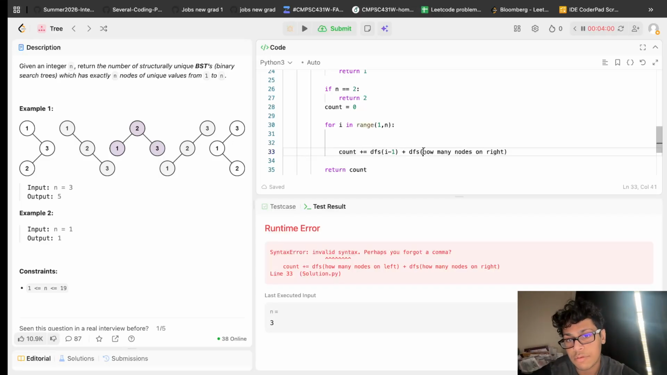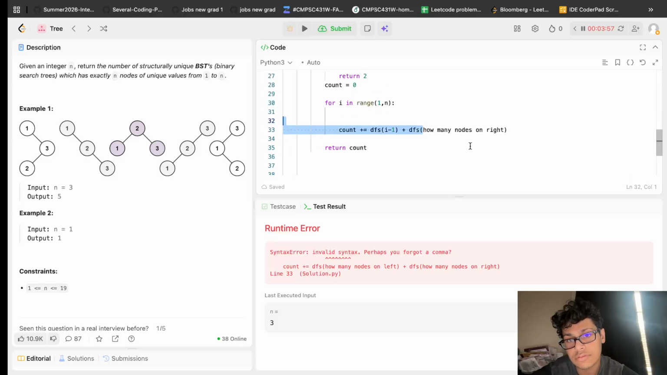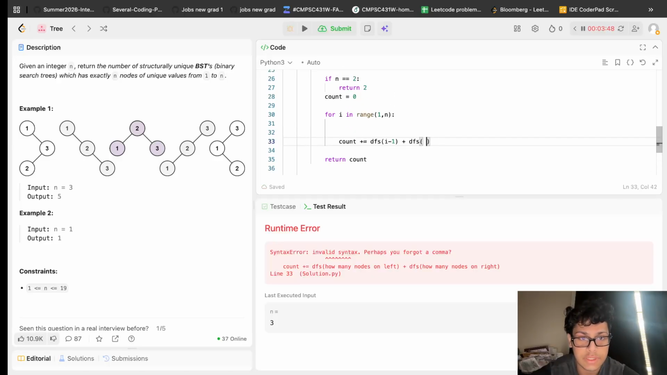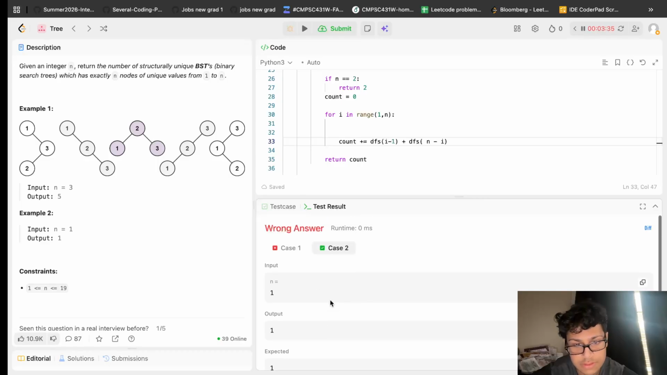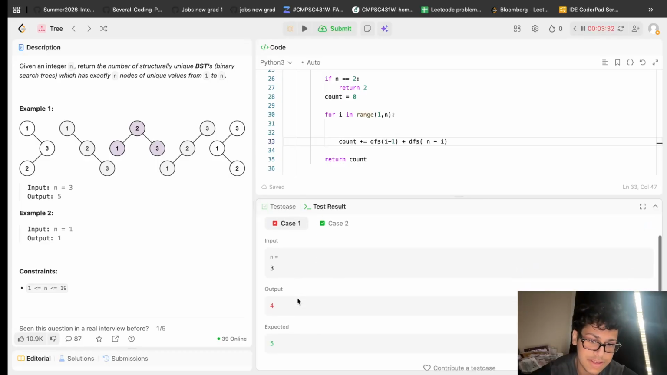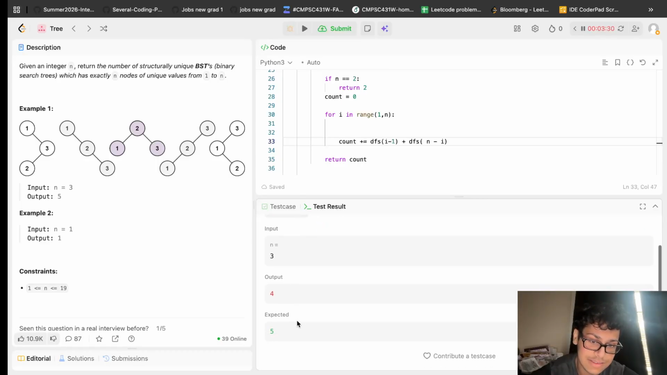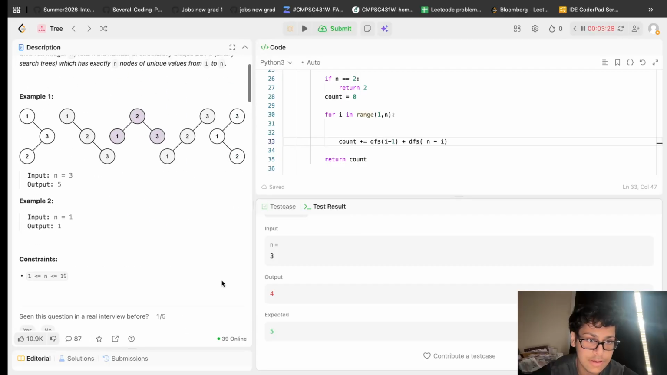Now, how about this? How many nodes are on the right? That depends on, if we have 2, 3 minus 2 is 1, so n minus I. Well, at least we got one test case, right? Never mind. So we have 4 instead of 5.